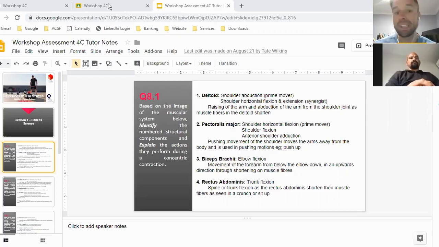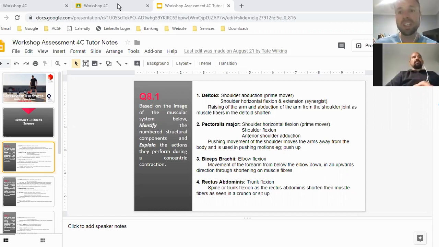Okay, so let's get into 4C. We're just going to keep working on anatomy and physiology. We'll look at some of the muscles and some of the movement patterns from these specific muscles, okay? We'll try and keep it quite simple and have real life examples. It's always a good idea to put it in terms of a real life example, okay?